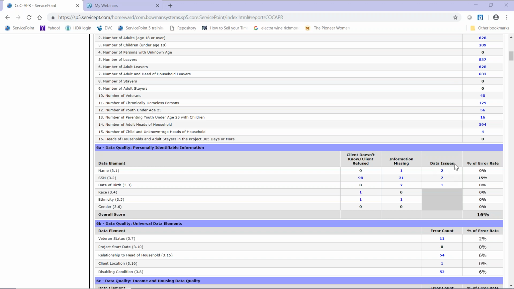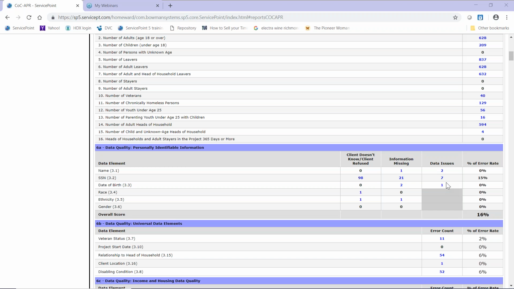And what is a data issue? Well, it's hard to say. You need to go to the client and look at what it could possibly be. And every number that is blue on a report is clickable. So if I were to click on this number 2, it would show me the client ID, first and last name, so I could go to that client and fix that client. Now, I will tell you that more than likely, the data issues for name, social, and date of birth are related to the data quality questions for those 3 questions.